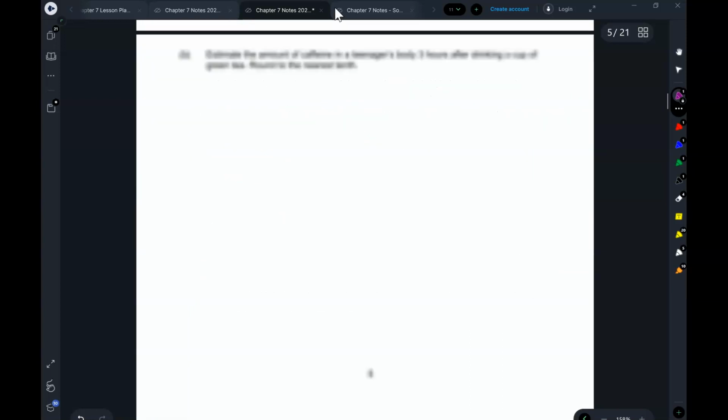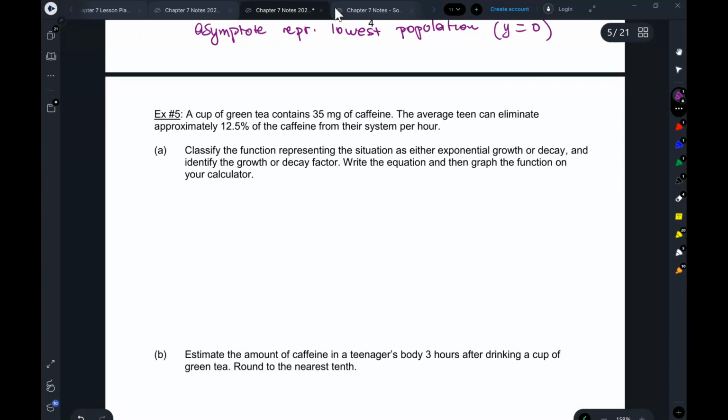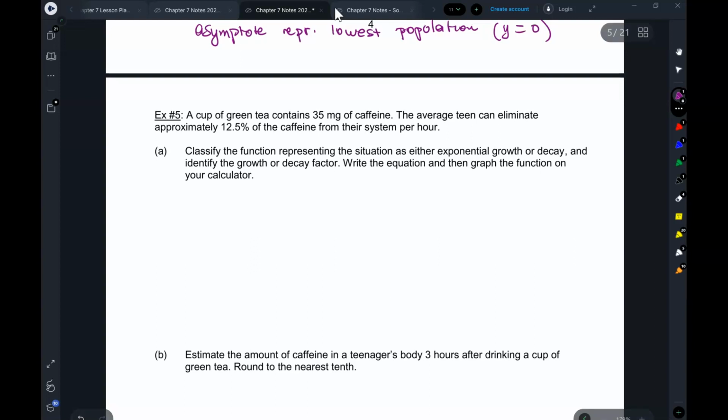All right, so let's move on. A cup of green tea contains 35 milligrams of caffeine. The average teen can eliminate approximately 12.5% of the caffeine from their system per hour. Is this growth or decay? This is decay. So classify the function as growth or decay, so we know that this is decay.